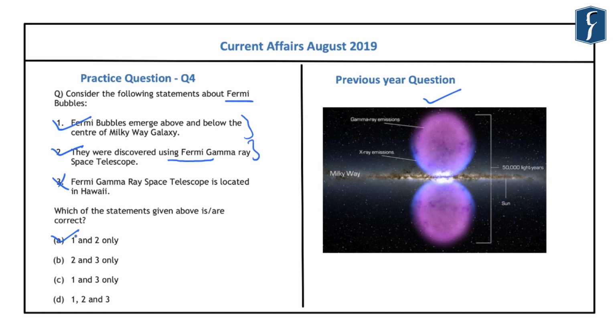So this observation of the Fermi Gamma Ray Space Telescope of NASA is important for us from the preliminary examination point of view. And this is because UPSC has already asked various questions related to space-related observations or discoveries. With this, let's take up the next question now.